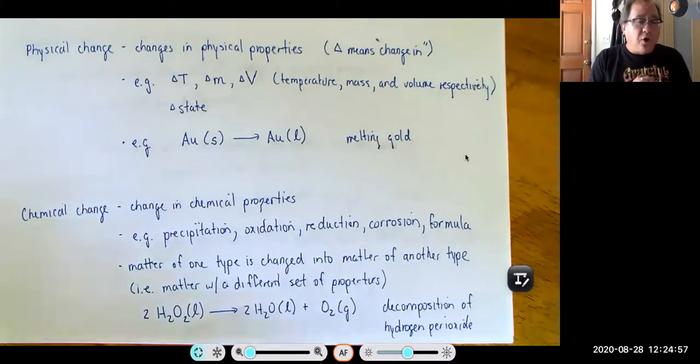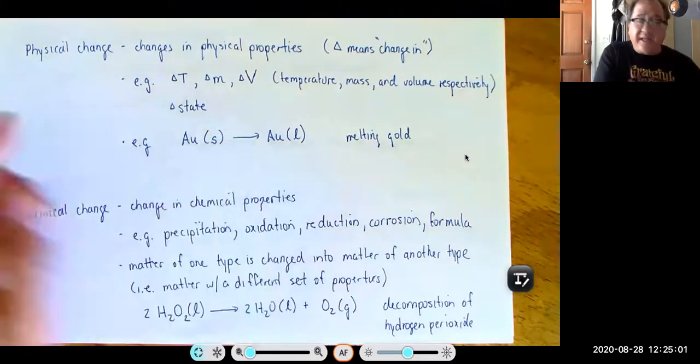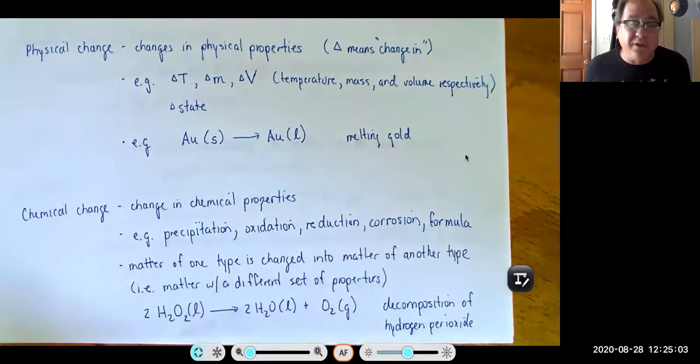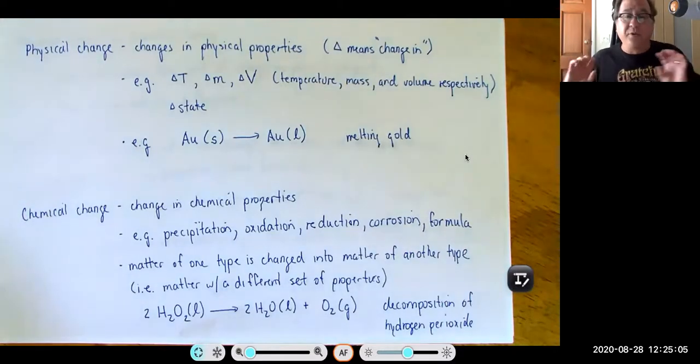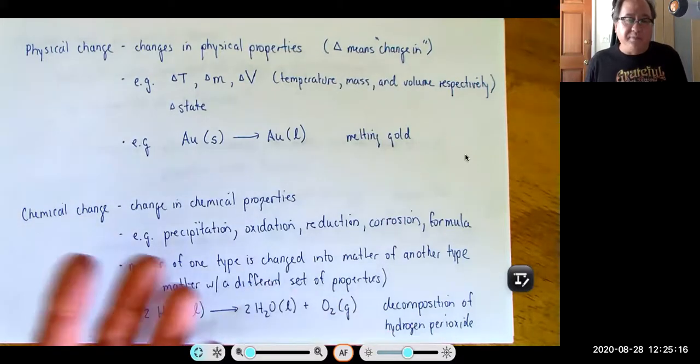So with the gold here, solid to liquid, how would you see if those had the same properties? Well, one of the things I would do if I had the solid and the liquid is I put them both at the same temp. Because if they're both at the same temp, they should be the same state. That's the easiest thing to do. Cool them both down to room temp. They should both be solids.